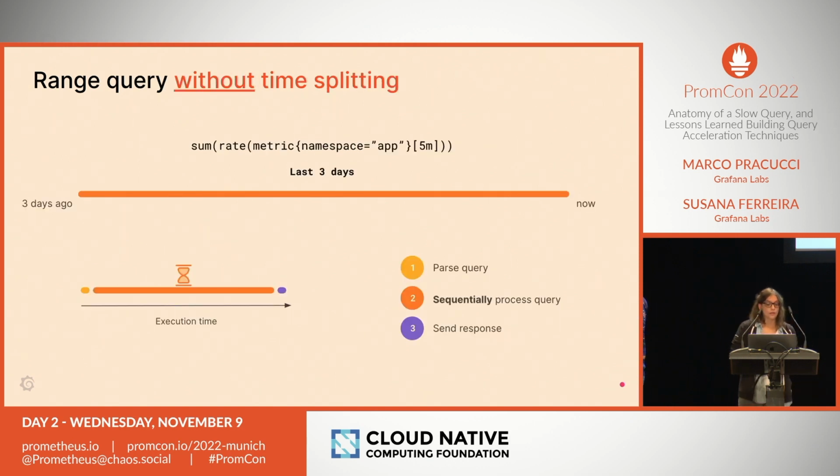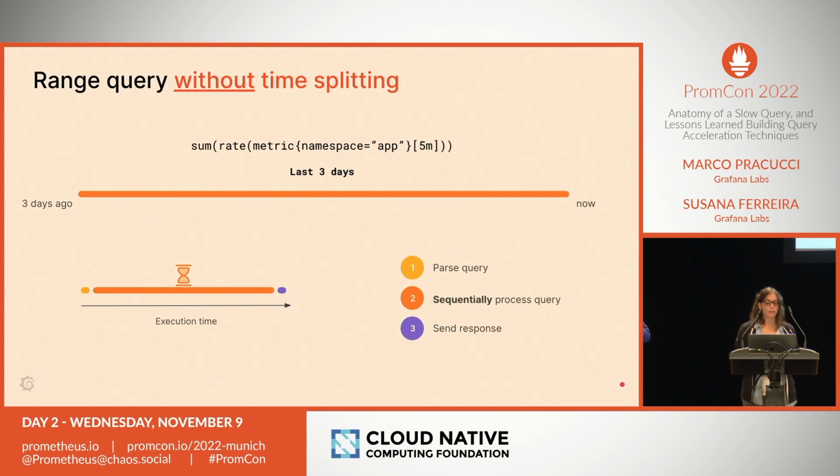So let's now assume that we have the same range query, but instead of the last 6 hours, it's spanning the last 3 days. So basically, it will have to process the samples from the last 3 days up until now. And this is a very simplified overview of the steps that we showed previously on the query execution workflow.